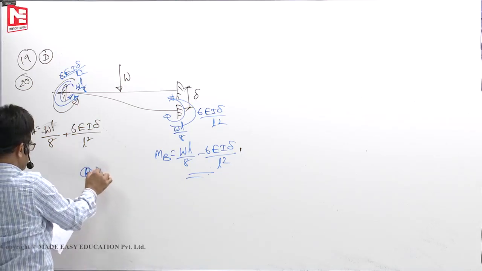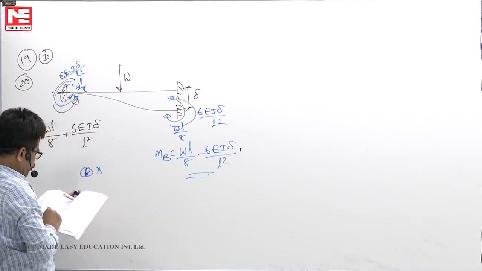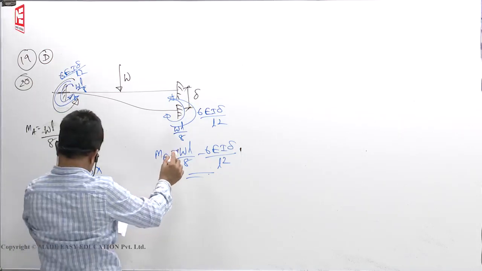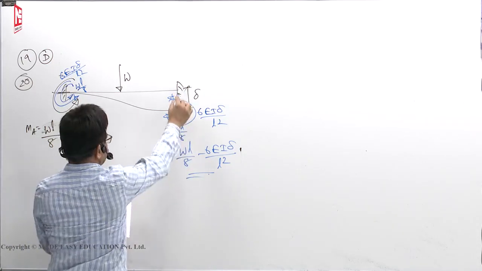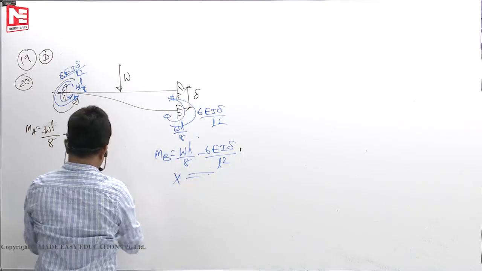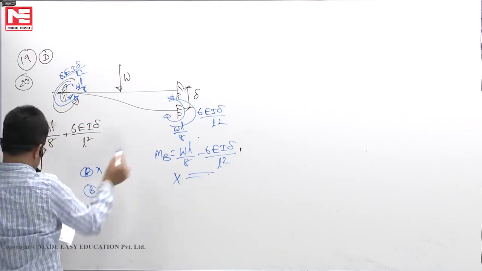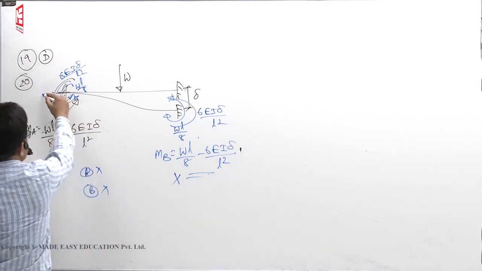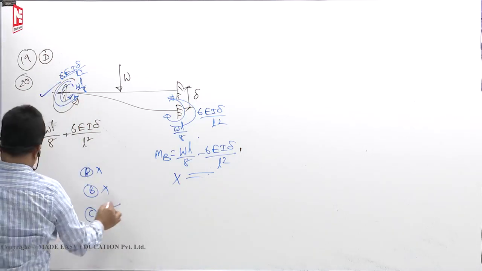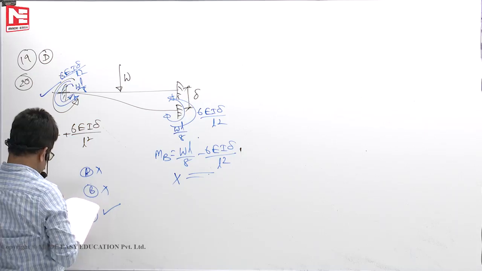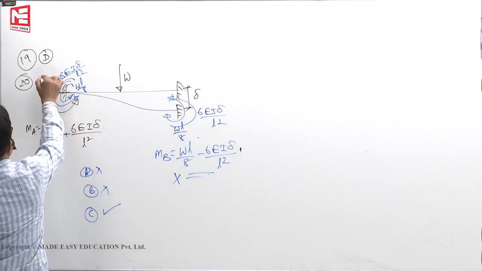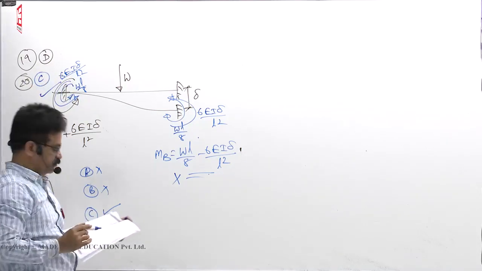First option is wrong. B. Moment induced at the end that has undergone settlement will be maximum. Wrong, because subtraction was there. C, moment induced will be maximum at the end having no settlement. C is correct. Zero moment at the end that has settled. Wrong. So 20th, C is the correct answer.